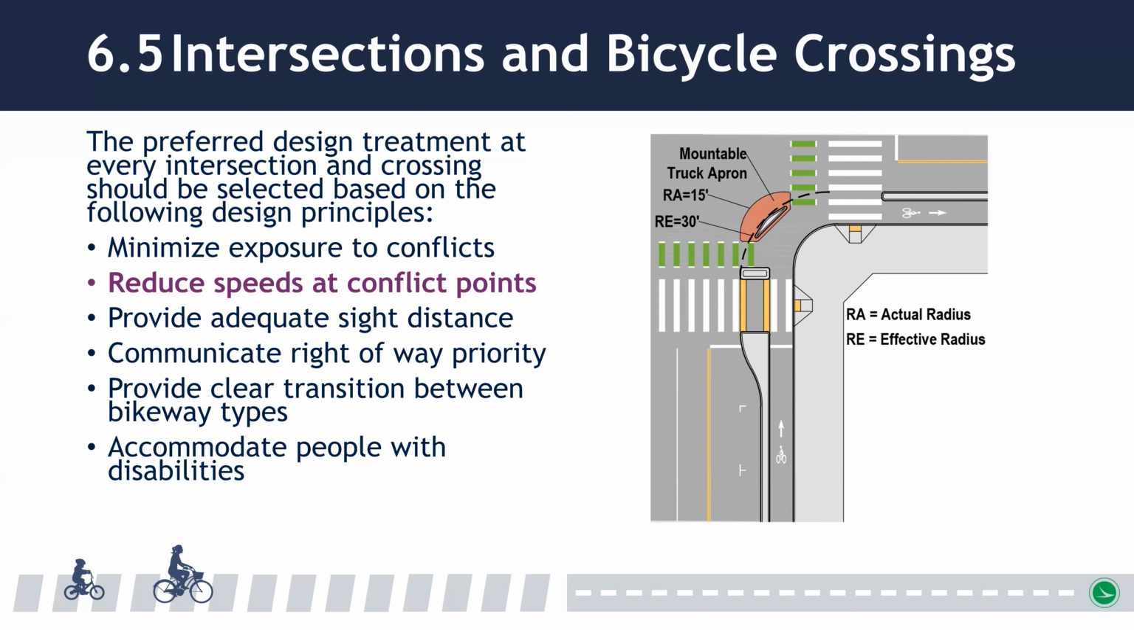Treatments for reducing speeds and improving safety at conflict points are provided in subsequent sections of the MDG based on the specific bikeway type and roadway configurations. Chapter 7 also provides design guidance for the various traffic calming treatments and intersection designs that help to minimize speeds of motorists at conflict points.